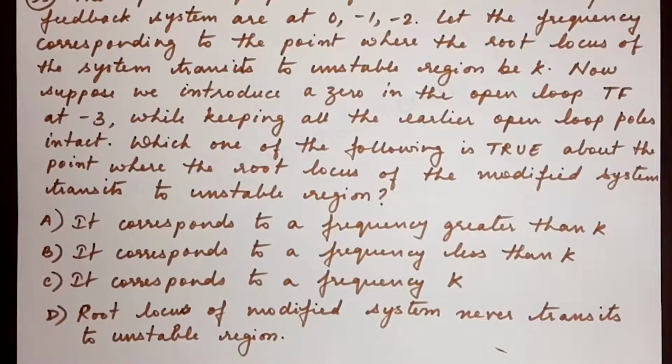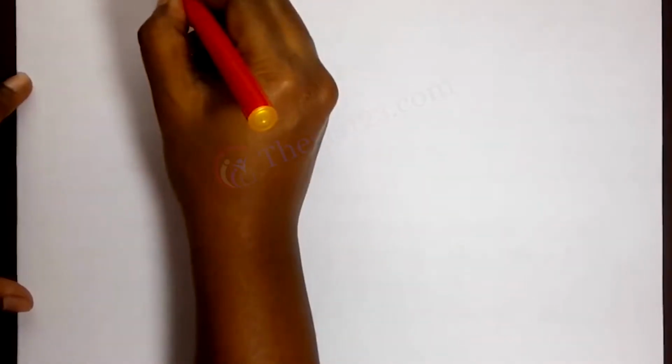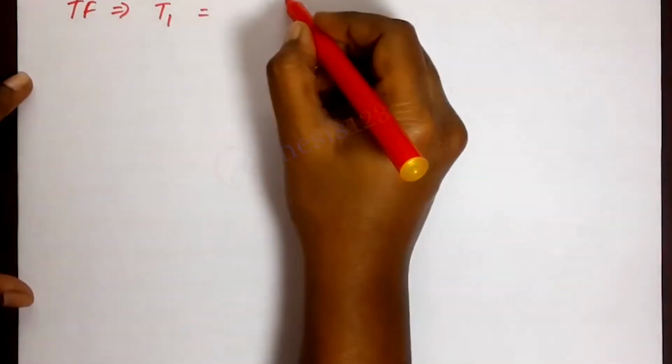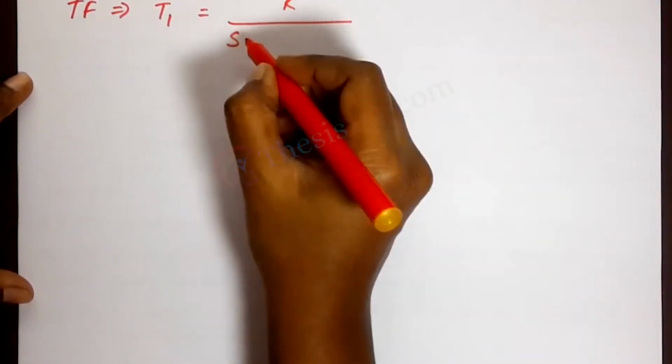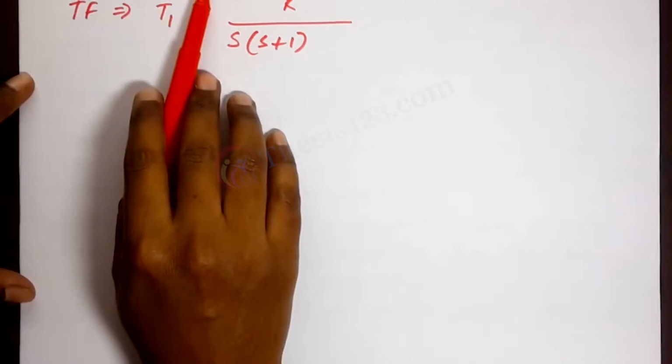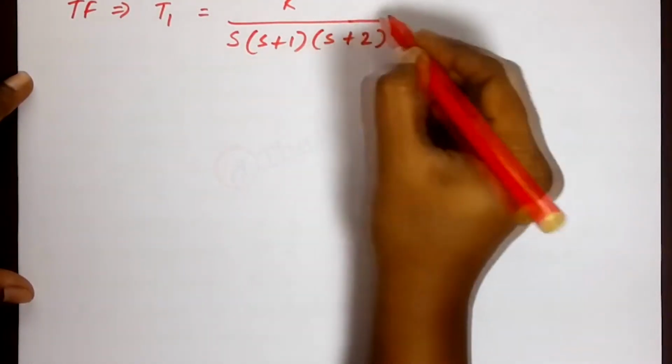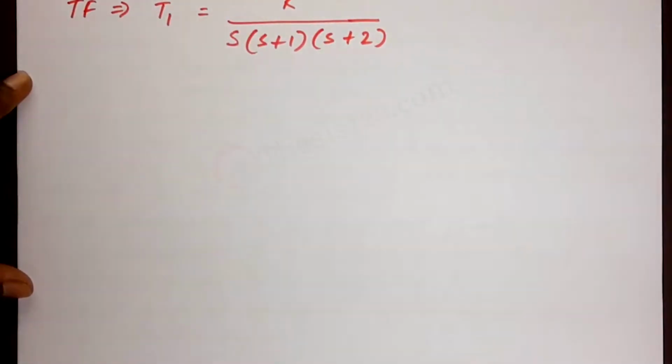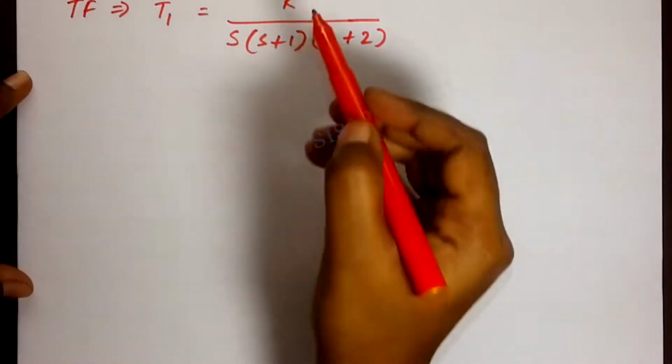So let's start by writing down. Okay, so we have been given the poles. The poles are at 0, -1 and -2. Now you should know that the poles correspond to the factors that are in the denominator of the transfer function. So let's call this transfer function T1. So T1 equals K divided by S, that's the first pole at 0, S plus 1, that's the second pole at -1, and S plus 2, that's the third pole at -2. So we have number of zeros as 0.